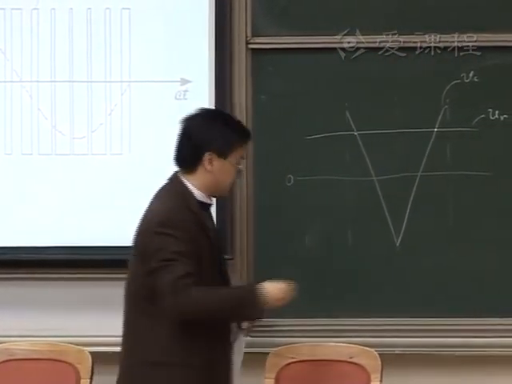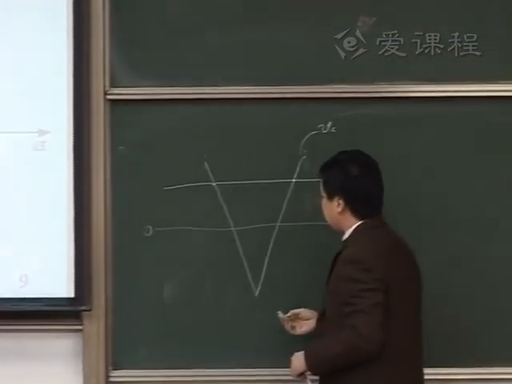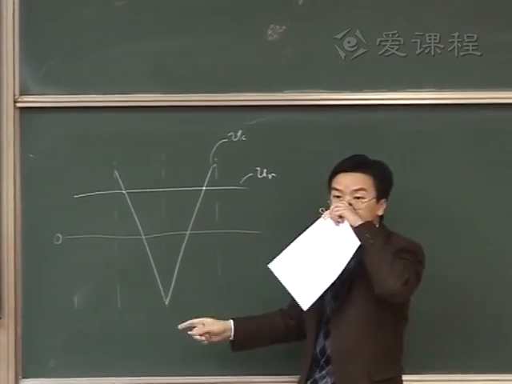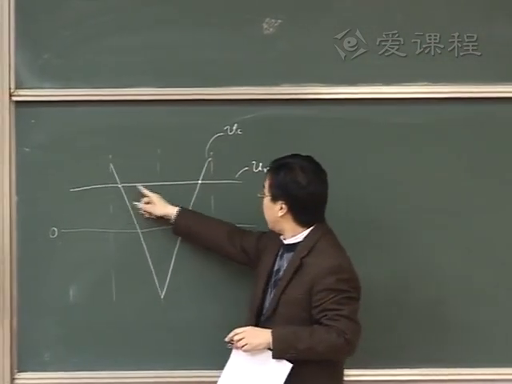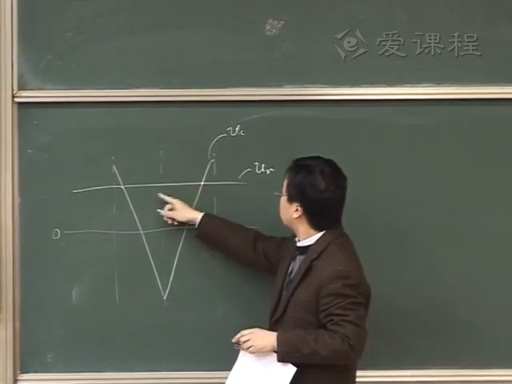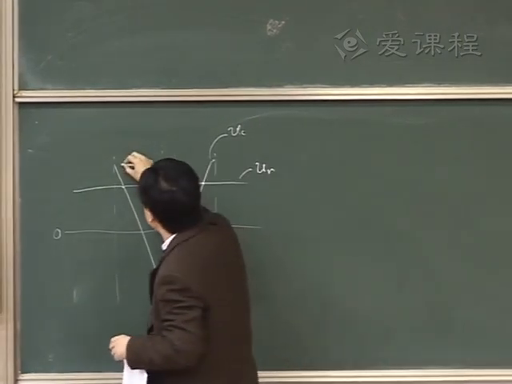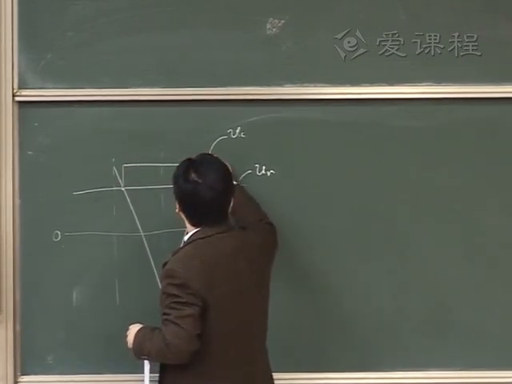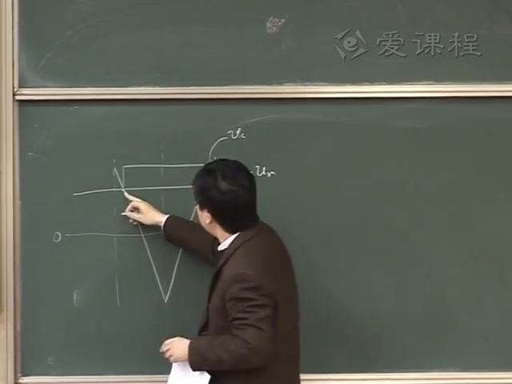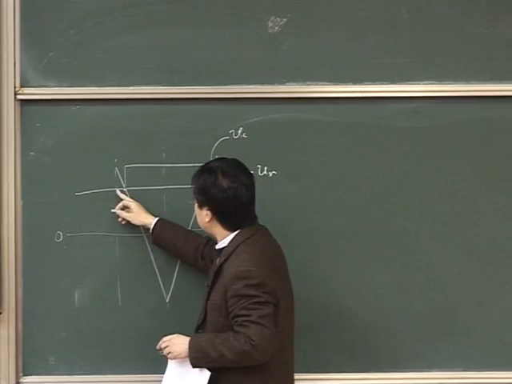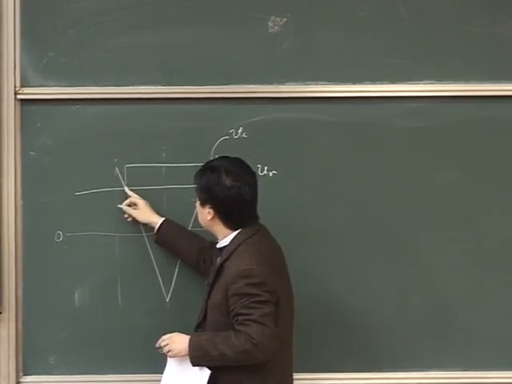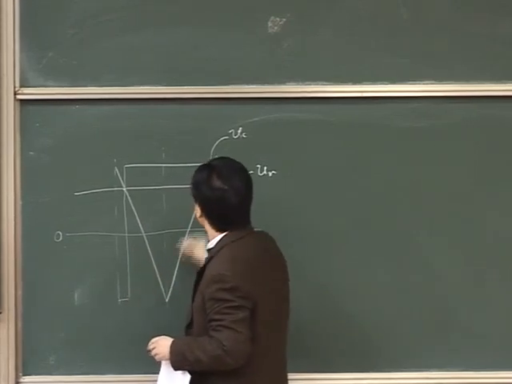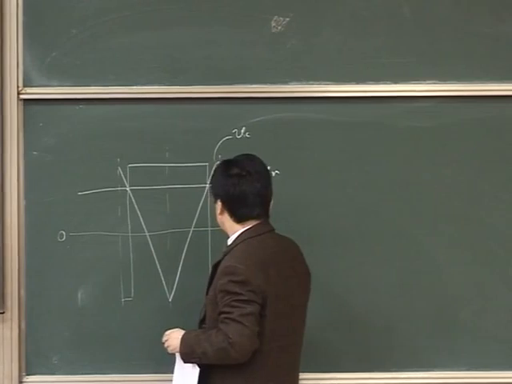Let me use the green one. These two intersection points determine the leading edge and trailing edge. When UR is larger than UC, then I'm generating a positive output level. And then for this part, UR is smaller than UC, therefore I'm generating negative. So this is the output voltage.